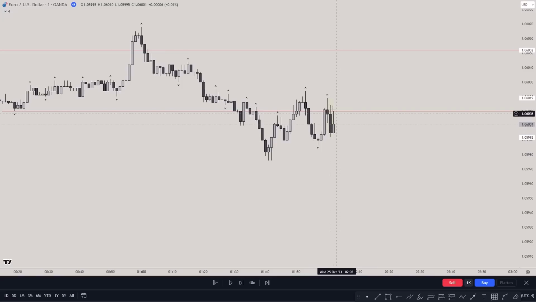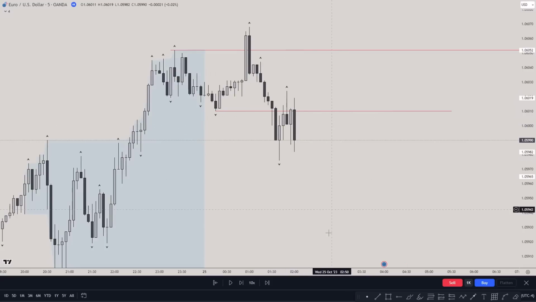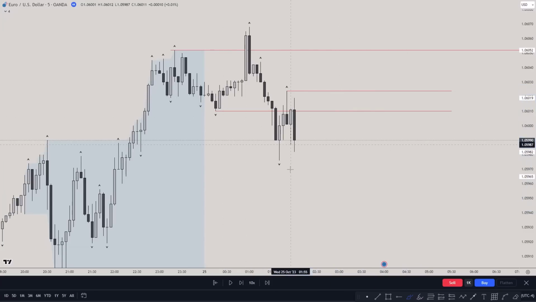So far, do we have any entry here? Nothing. Nothing. If we go to 5 minutes, see what's happening here. Actually, on the 5 minute, we have this inducement right here and a fair value gap. So that's something that we can look for. We can look for price to come up here and then go lower, right? Because we already have the change of character and everything.